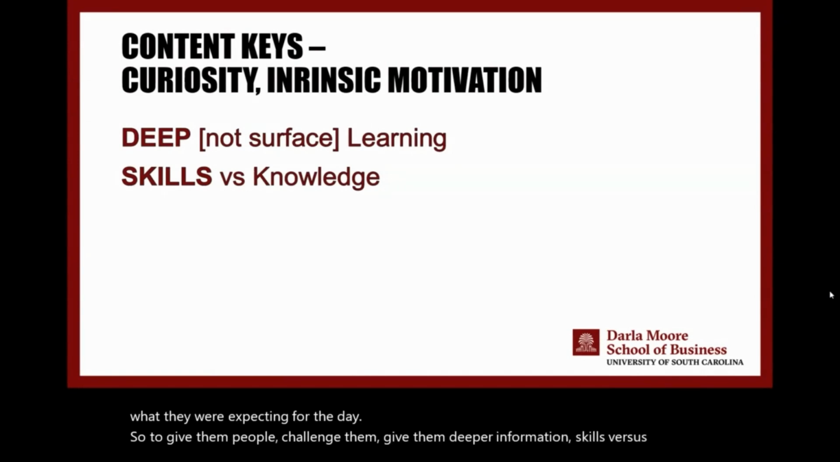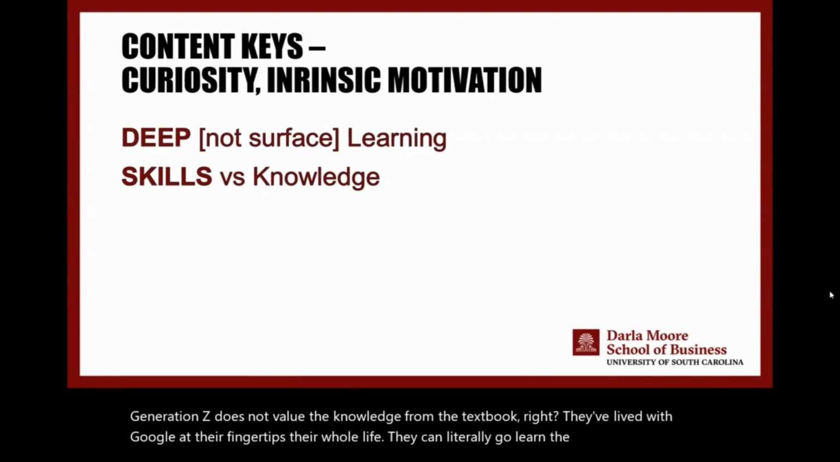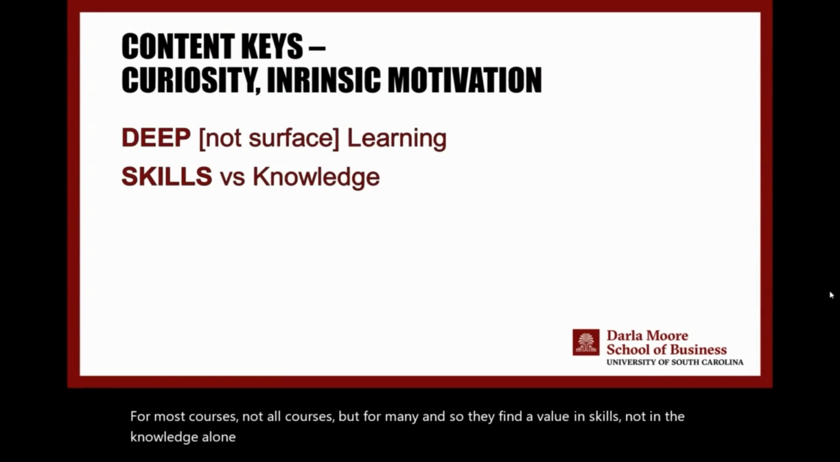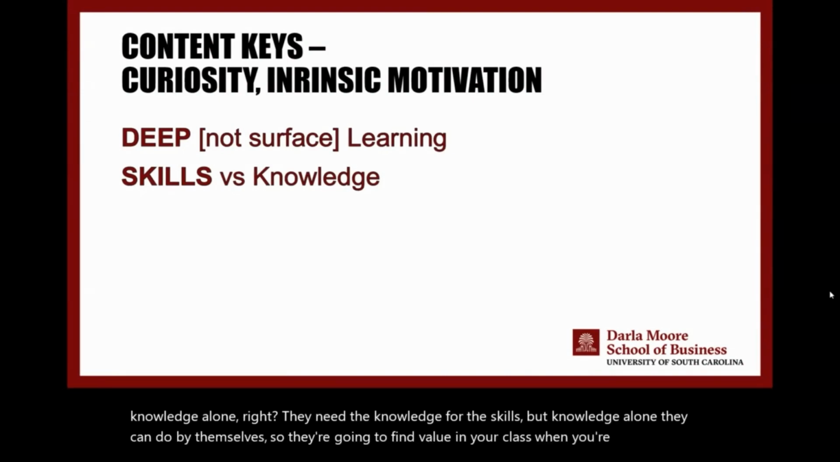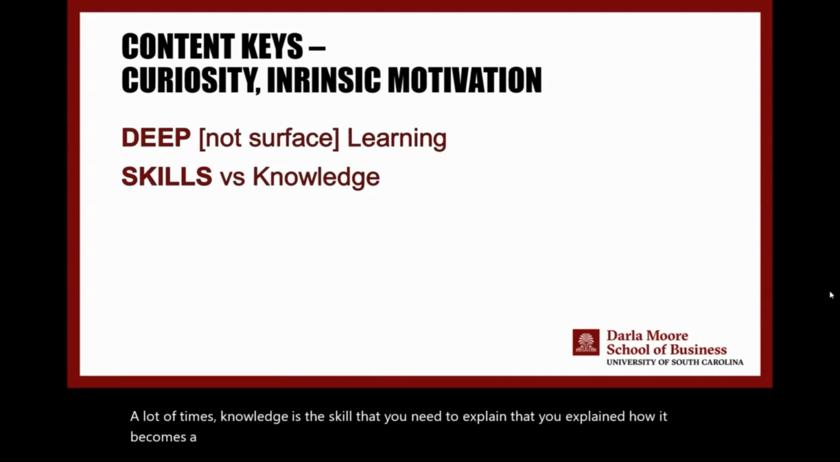Skills versus knowledge. Generation Z does not value the knowledge from the textbook. Right? They've lived with Google at their fingertips their whole life. They can literally go learn the textbook and collect the class for most courses, not all courses, but for many. And so they find a value in skills, not in the knowledge alone, right? They need the knowledge for the skills, but knowledge alone they can do by themselves. So they're going to find value in your class when you're providing a skill. A lot of times knowledge is the skill, but you need to explain that. You need to explain how it becomes a skill in the career fields.